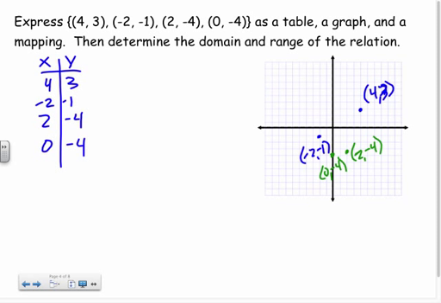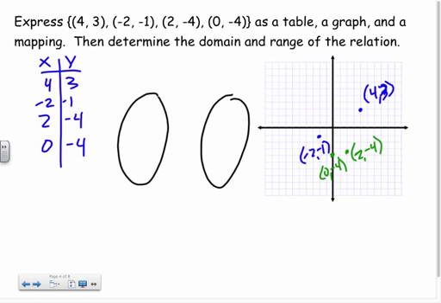Okay, do a mapping. So I got to start with one bubble here and another bubble. Remember the x's go on the left, y's on the right. So I just put my x's down. Well, I have 4, negative 2, 2, 0. They don't really have to be in order if you don't want. And then my y's, 3, negative 1, negative 4, and negative 4. So I don't need to write the negative 4 twice.